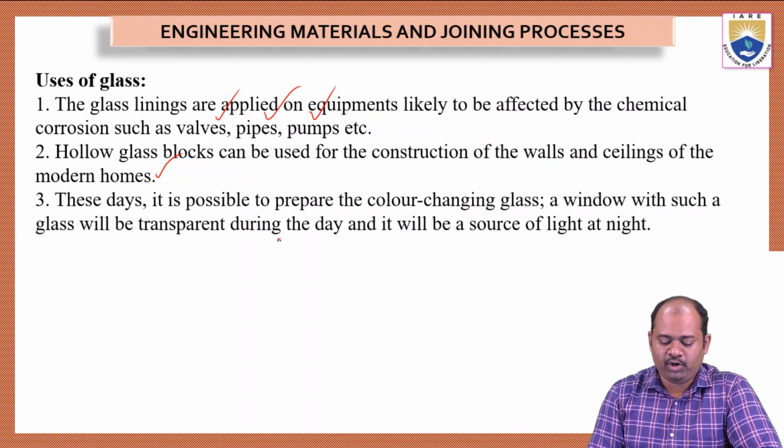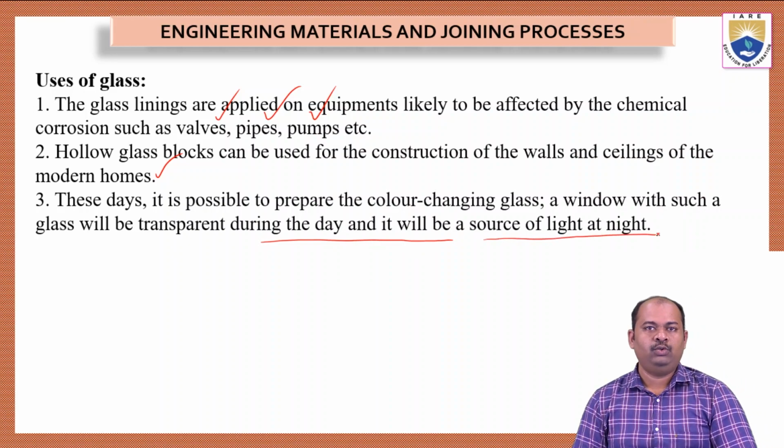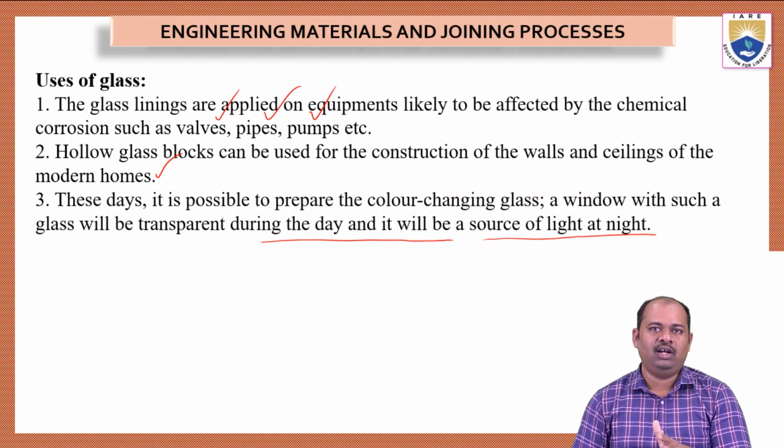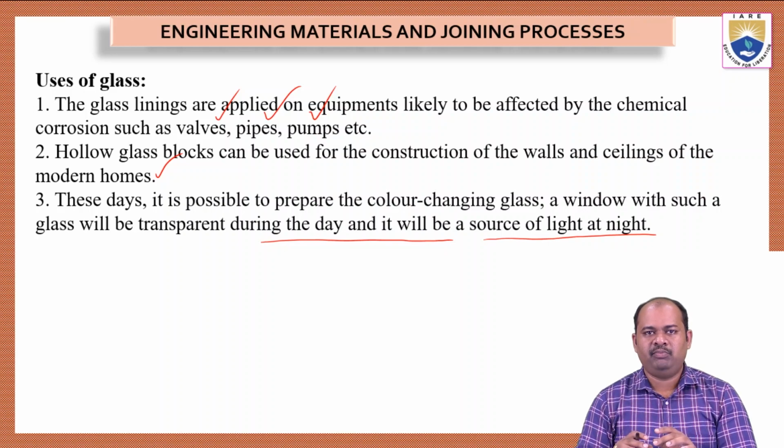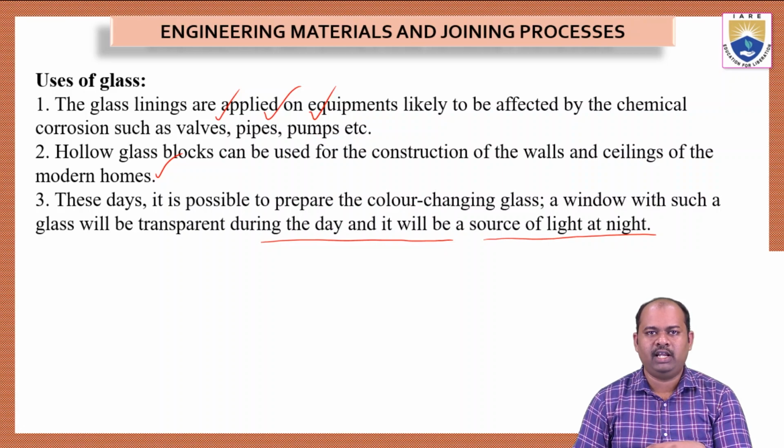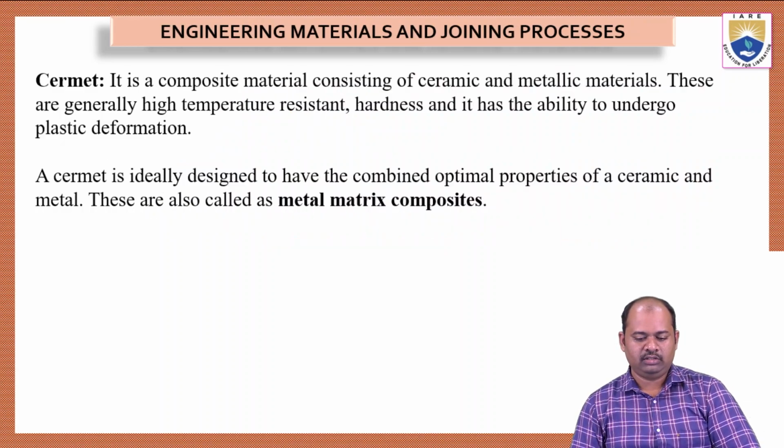These days, it is possible to prepare color changing glass. A window with such a glass will be transparent during the day, and it will be a source of light at night. This is a very good application of glass which we can prepare with advanced technology. A window glass can be prepared which will be dark during the day, so that a lot more sunlight will enter the room, and at night it can itself act as a light source by storing the light that is collected during the daytime. So we can prepare items like this. This is very modern technology which is under research.